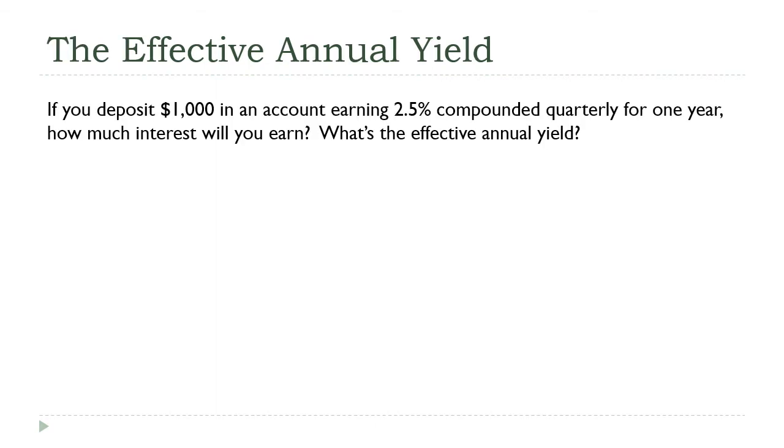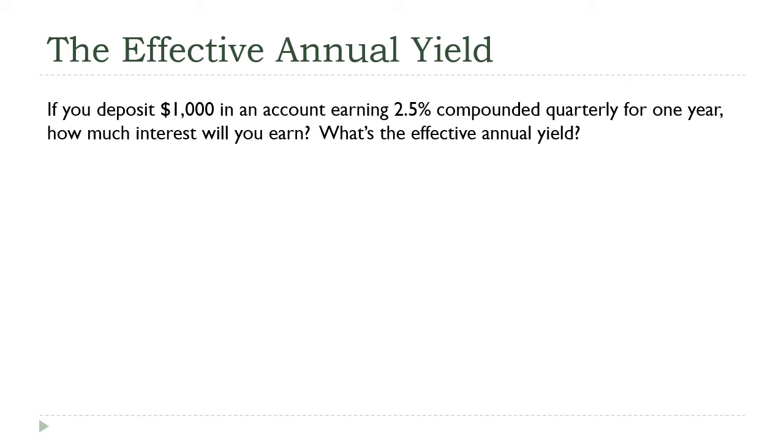Right, so let's look at an example here. Let's say you deposit $1,000 into an account earning 2.5% compounded quarterly, and we're going to do this for 1 year. So my first question is, how much interest will you earn? And then what's the effective annual yield? How can we convert this to an equivalent annual return?